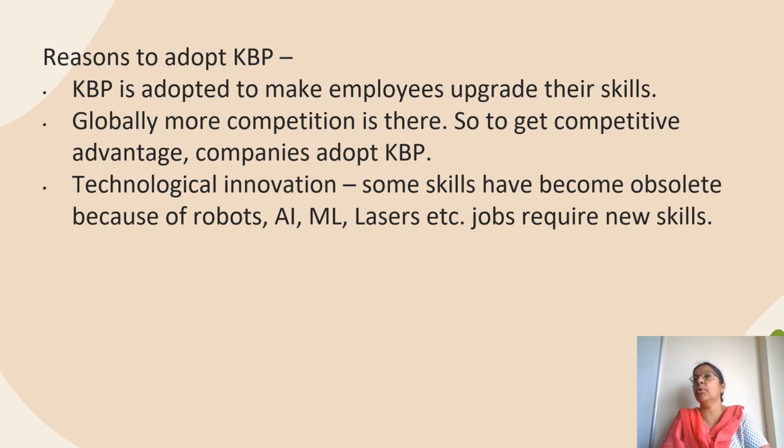Most of the manufacturing was done manually by employees in the factories. Today that job is done by whom? Robots. Robots take just 8 seconds to paint a car in companies today, which a human being cannot do. 8 seconds is not possible for a human to paint a car in the factory. So this is how technological innovation works. Because of all these reasons, companies are adopting KBP, that is knowledge based pay.